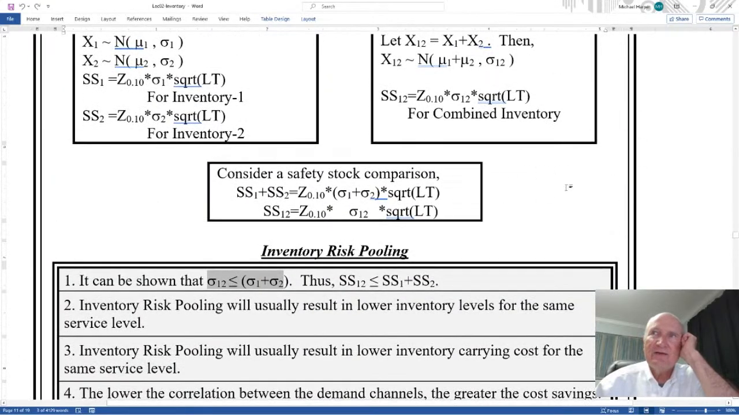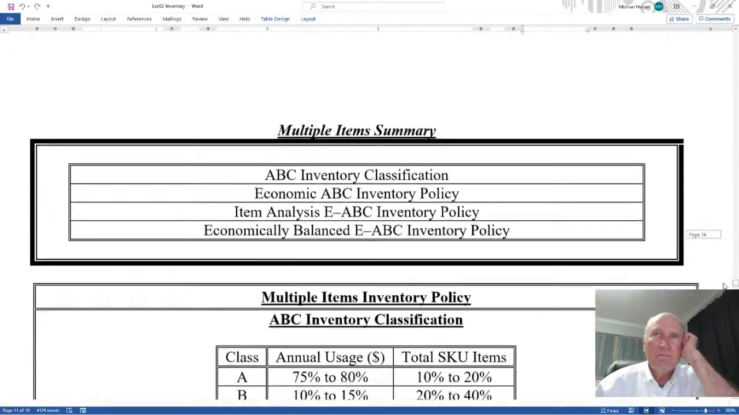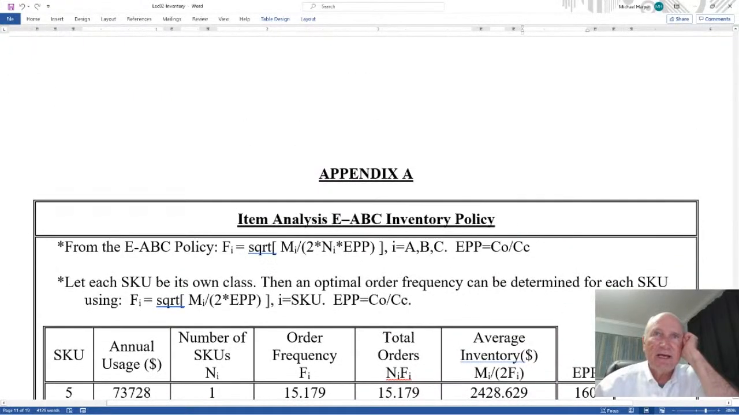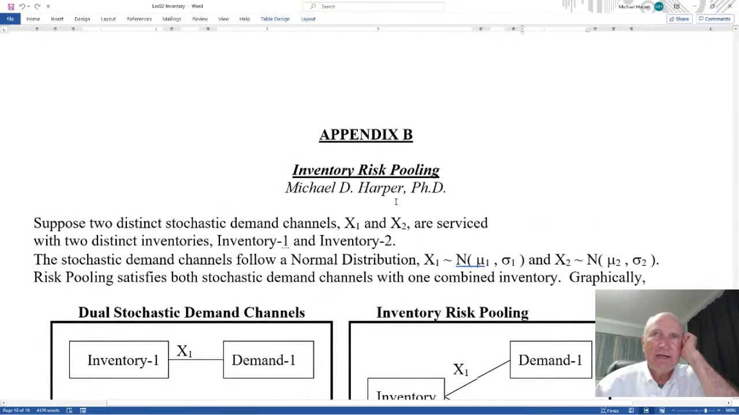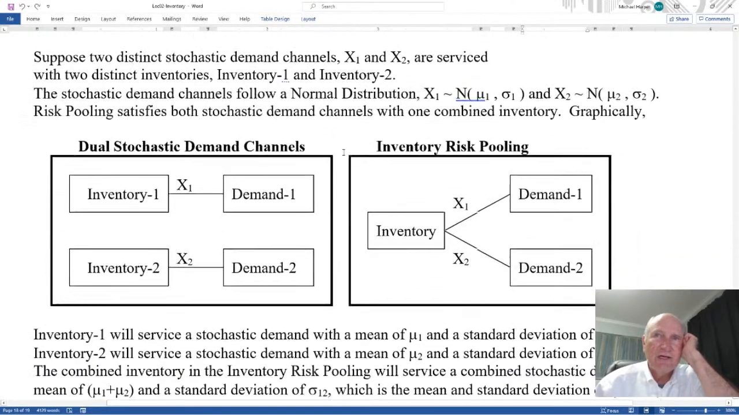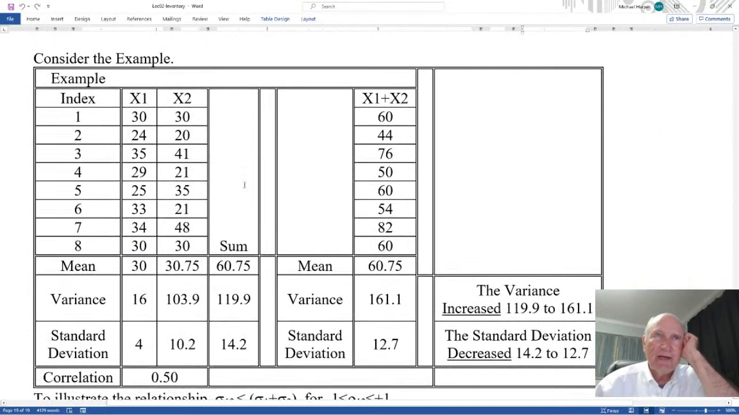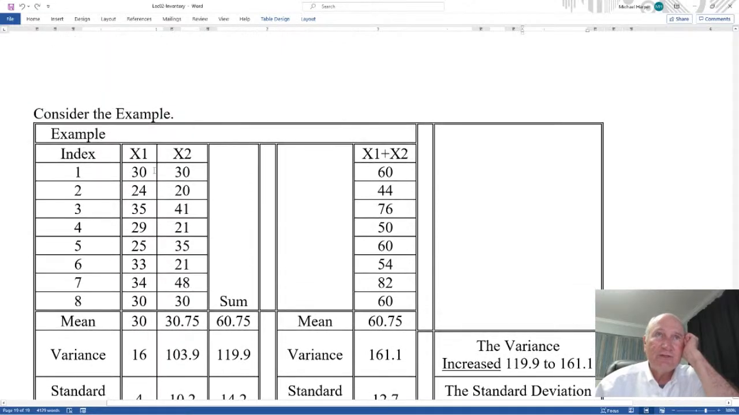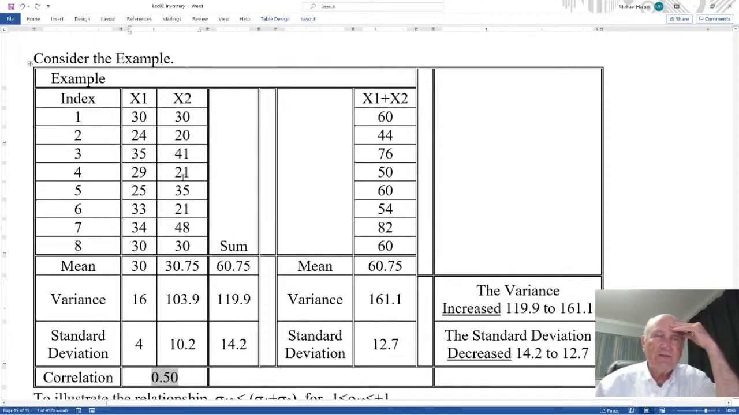Now I have an appendix down here at the bottom. Appendix B, here it is. You can look at Appendix B for you math aficionados, and here I actually demonstrate what I just said. I have an example here. For example, here's two different streams. The correlation here is 50%, so it's not 1. Okay, there's some correlation here, but it's not perfect.